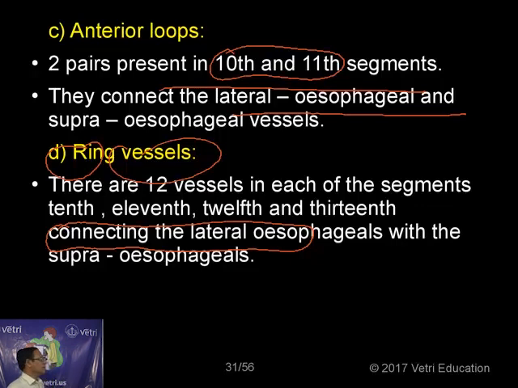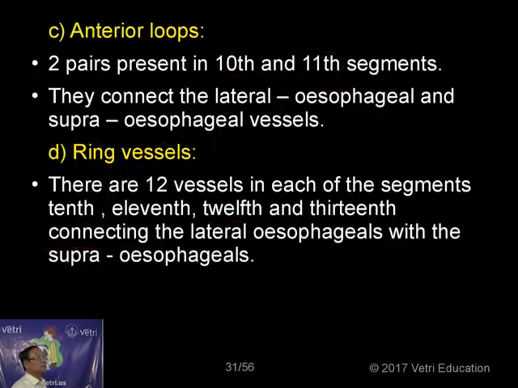Now ring vessels. There are 12 in number, 3 in each of the 10th, 11th, 12th and 13th segments. These 12 blood vessels are called ring vessels, connecting the lateral esophageals with the supraesophageal. So ring vessels are also connected. The anterior lobes, two pairs, also connect the supraesophageal and the lateral esophageal. The ring vessels also connect only the supraesophageal and lateral vessels, but they are 12 in number, present in the 10th, 11th, 12th and 13th segments.